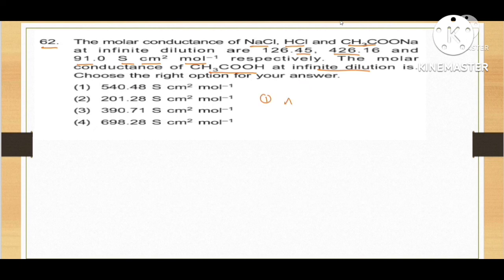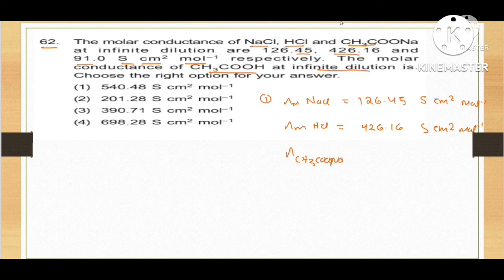The molar conductivity of sodium chloride is 126.45 Siemens centimeter square mole inverse. The molar conductivity of HCl is 426.16 Siemens centimeter square mole inverse. And the molar conductivity of sodium acetate, CH3COONa, is 91.0 Siemens centimeter square mole inverse. They ask the molar conductivity of acetic acid at infinite dilution, which is the question mark. We have to calculate it.